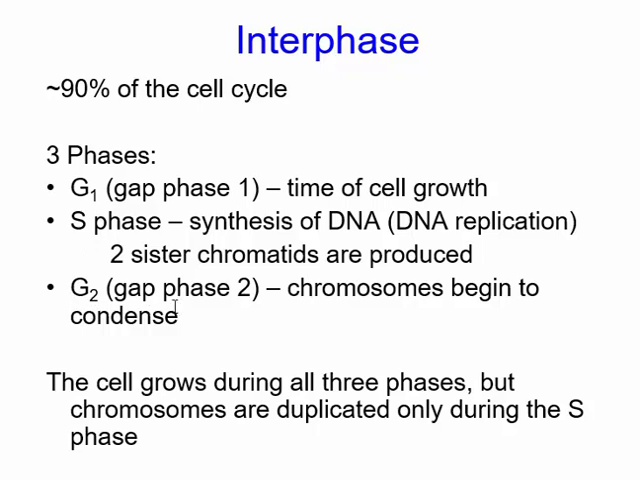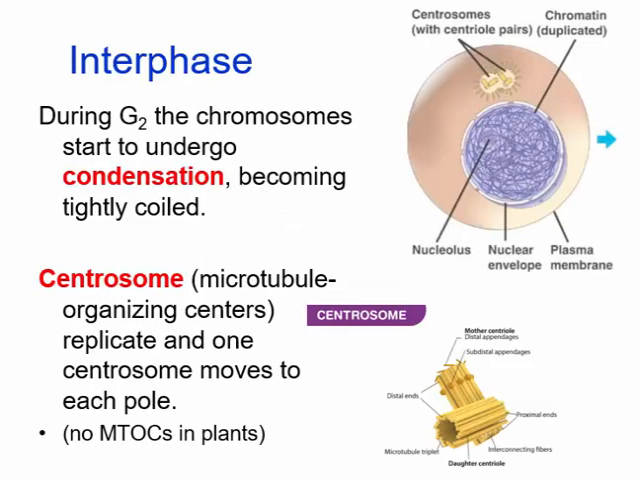Then we enter into gap 2 phase or G2 phase. This is where we see those chromosomes really condensing. And like in G1, it's kind of a time of cell growth. The cell is really preparing for that next phase, which will be mitosis. So G2, as we get close to mitosis here, those chromosomes are becoming condensed. And another important thing happens.